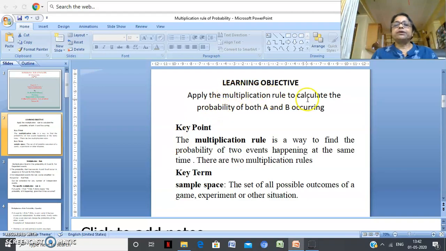Learning objective of this lecture is to apply the multiplication rule to calculate the probability of both A and B occurring. Key point: the multiplication rule is a way to find the probability of two events happening at the same time. There are two multiplication rules. Key term: sample space, the set of all possible outcomes of a game, experiment or other situation.